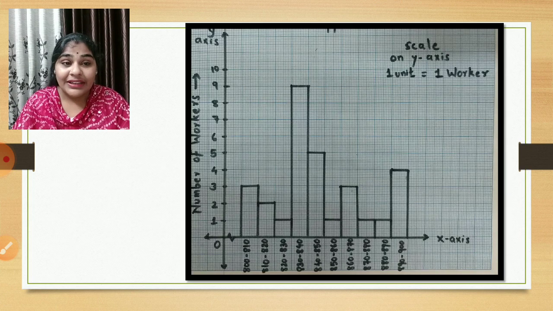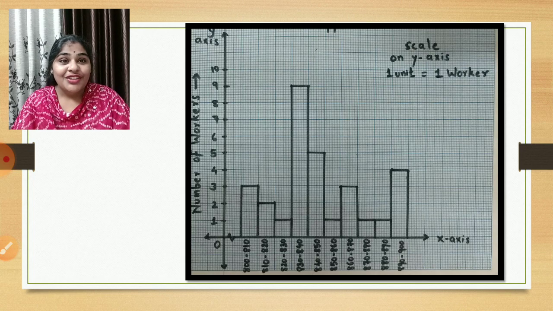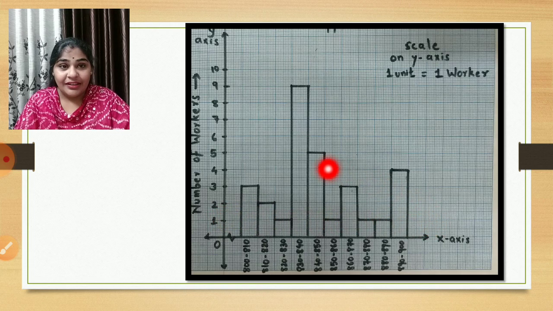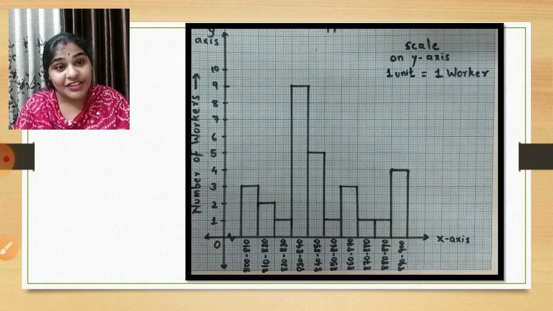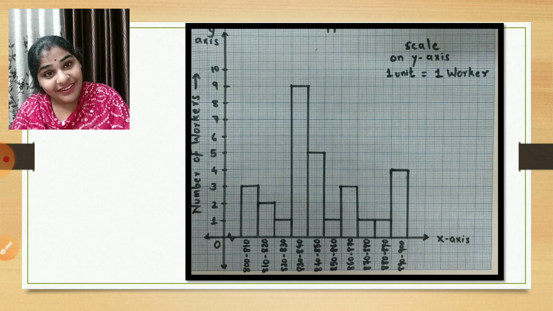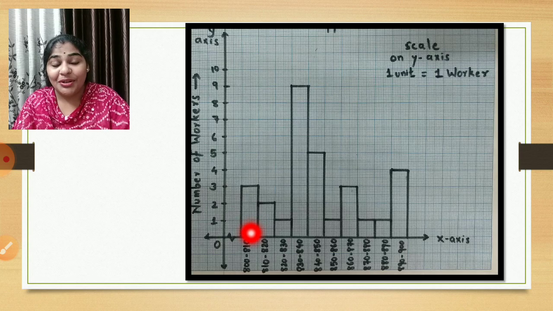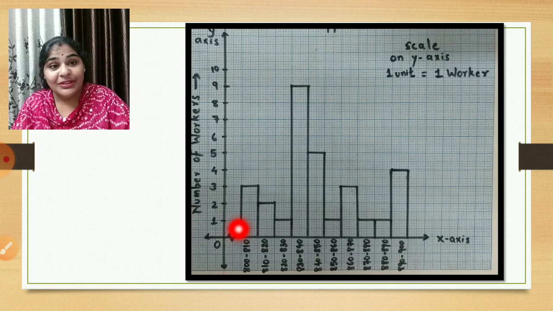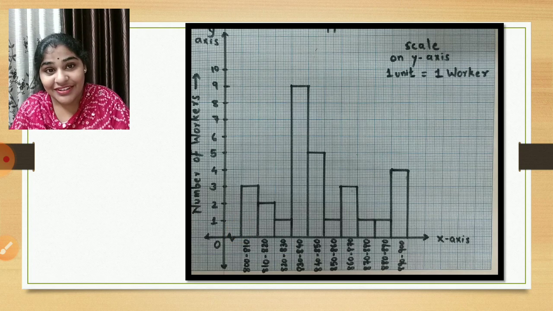So children, again this histogram you will draw on a graph paper. Here again I have drawn an x-axis and a y-axis. Now our first class interval starts from 800 to 810. So I will leave 1 centimeter gap and I will take my first class interval, that is 800 to 810. Now there is no data between 0 to 800. Right, 0 to 800 there is no data.